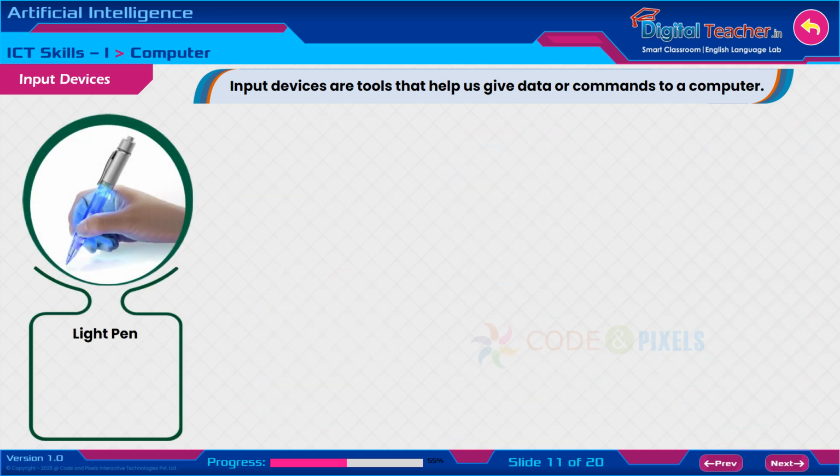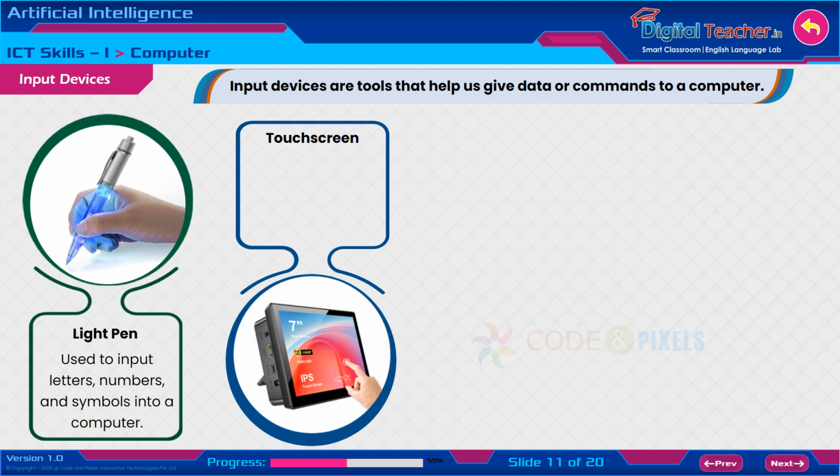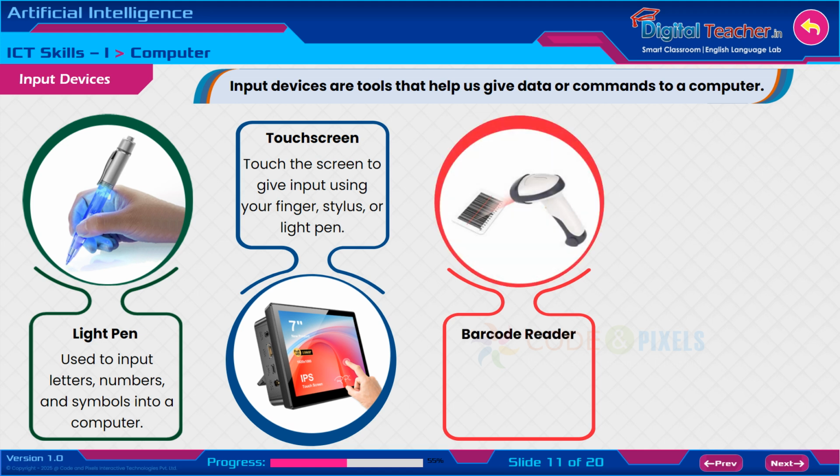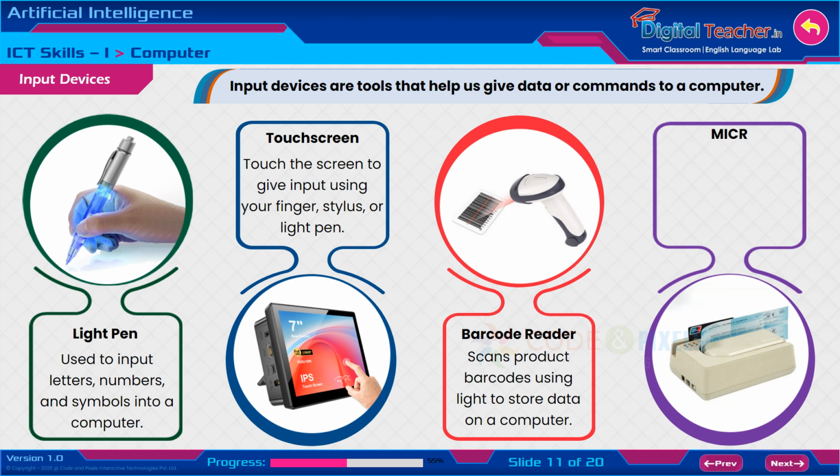Light pen. A light pen looks like a regular pen and connects to the screen, senses the light from the screen to know where you are pointing, to draw or select items directly on the screen. Touch screen. A touch screen lets you touch the screen to give input. Barcode reader. A barcode is a group of lines on products. Magnetic ink character recognition.